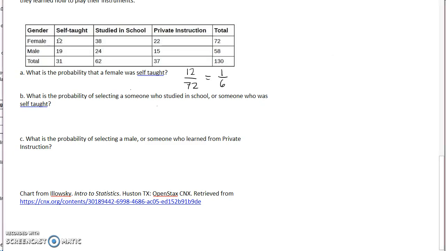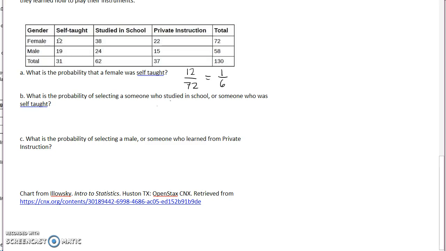All right, the next problem says, what is the probability of selecting someone who studied in school or someone who was self-taught? This is a lot like that dice example, so why don't you take a second and hit pause and see if you can think about it, and then check to see what I got.